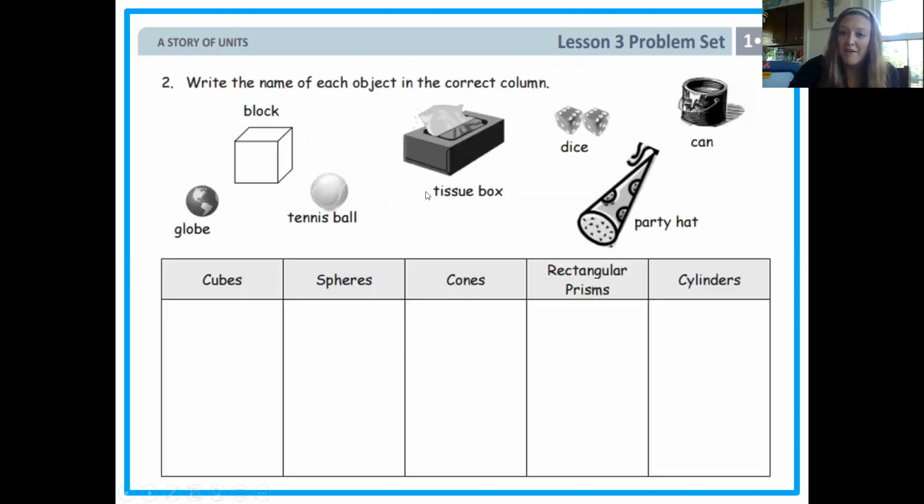So here, all right, here's where our challenge comes in. I want you to see which categories each one of these objects would go into, what column, okay? So we have a globe, a block, a tennis ball, a tissue, dice, a party hat, and a can. So I want you to use the attributes that you see to be able to put it into cubes, spheres, cones, rectangular prisms, and cylinders, okay? So don't get tricked. Take your time. I'm going to give you about a minute or so to work through these and figure out what the names of each shape would be. And if you want to write them down, that might help you.